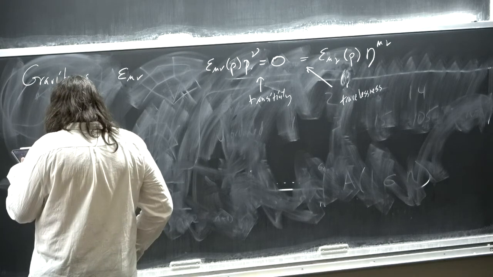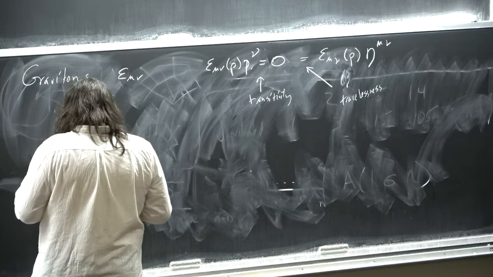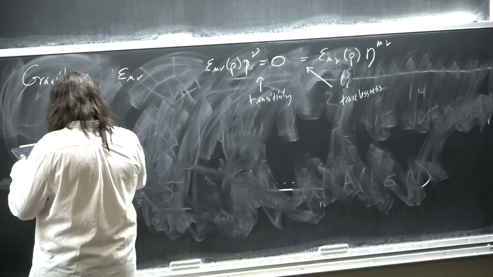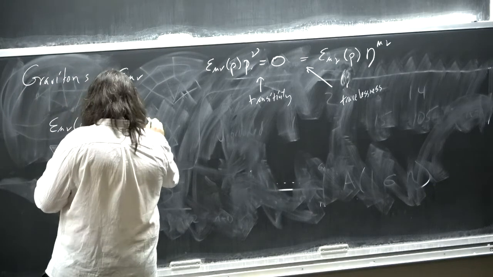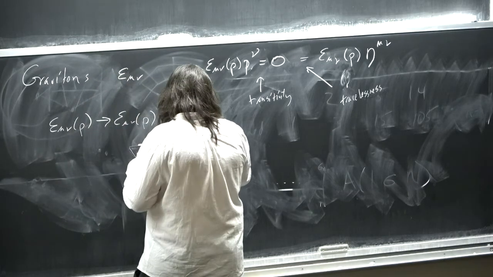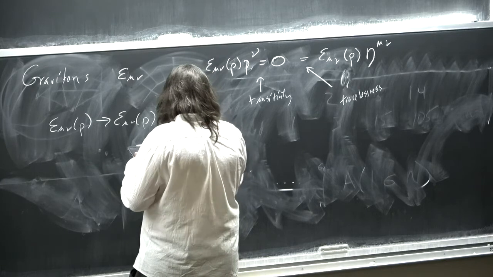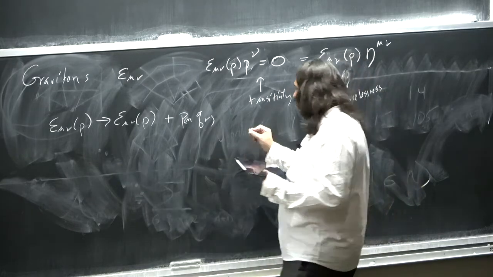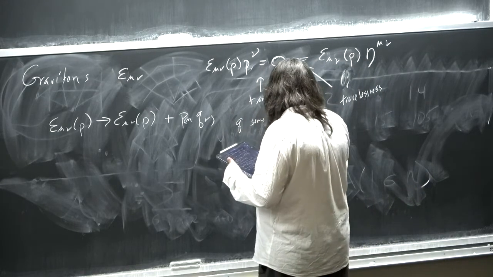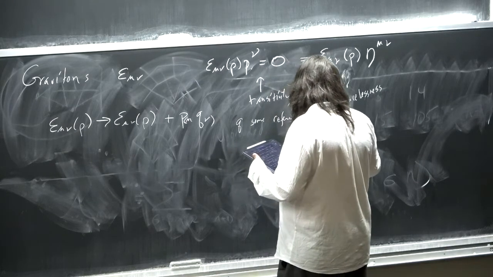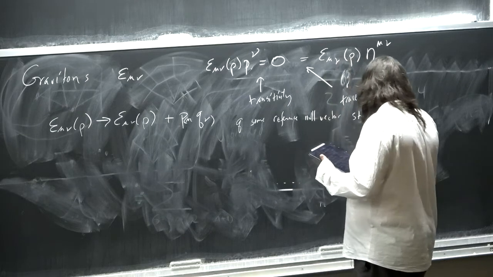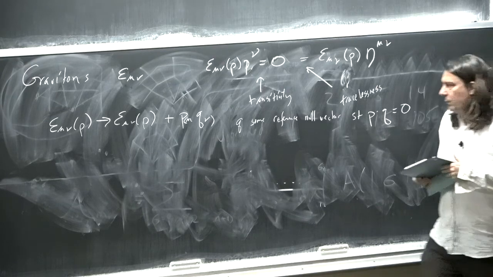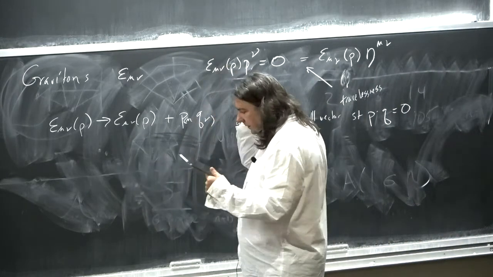So what does a linearized diffeomorphism look like? It looks like epsilon mu nu going to epsilon mu nu plus p mu q nu, symmetrized. And what's q? It's some reference null vector, null with respect to p. This is what linearized diffeomorphism invariance looks like.